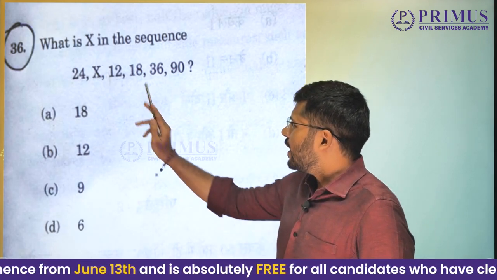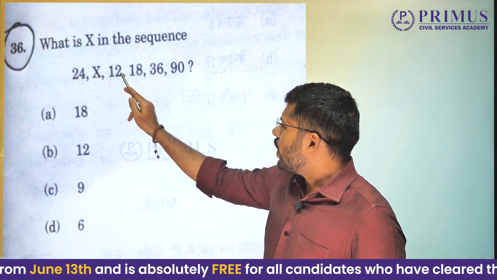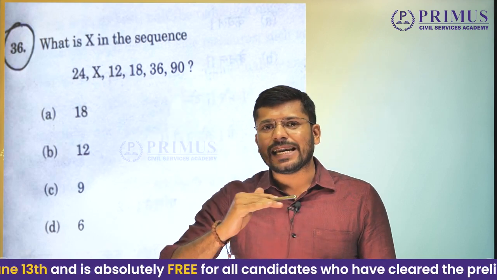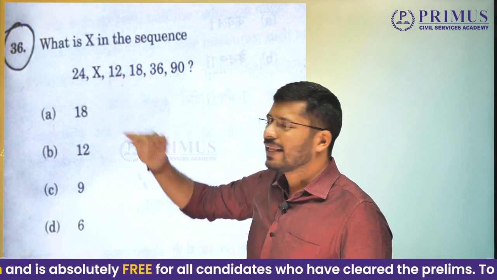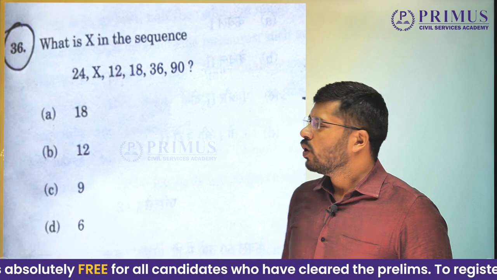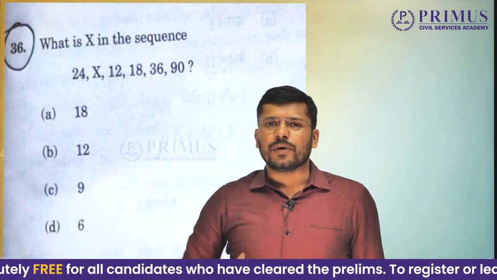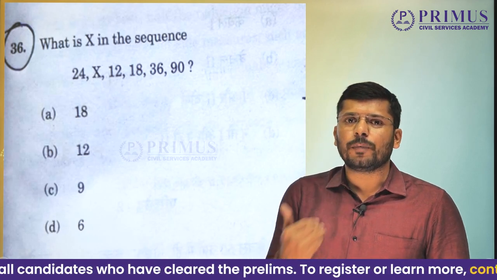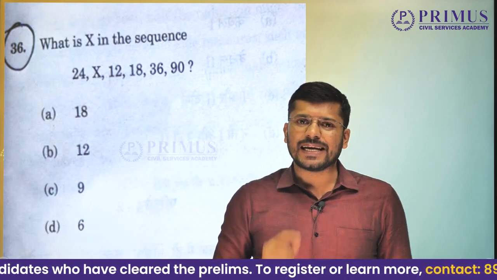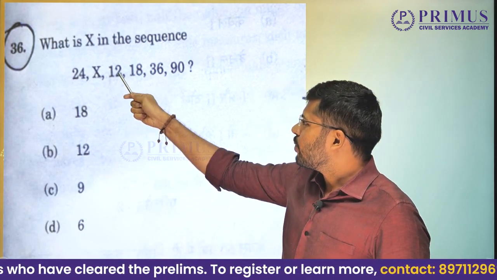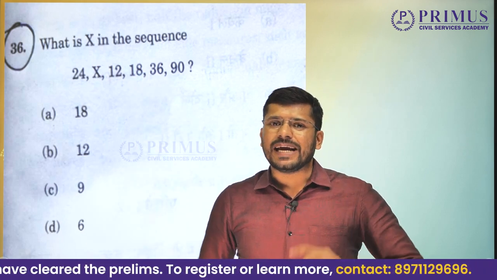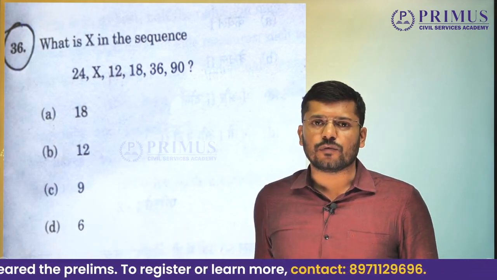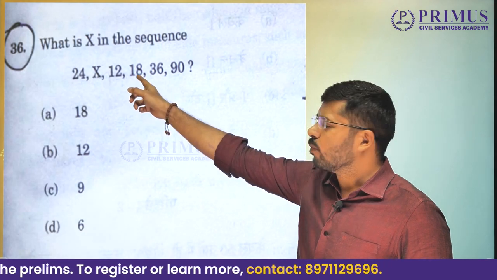If you see that from 12 and further there has been an increase in the number, but from 24 to 12 there has been a decrease. So usually when such a thing happens, it will be some sort of geometric progression, or there will be multiplication involved. Now 12 into 1.5 would be 18. So if you increase 12 by 50%, 12 into 1.5, that will be 18.